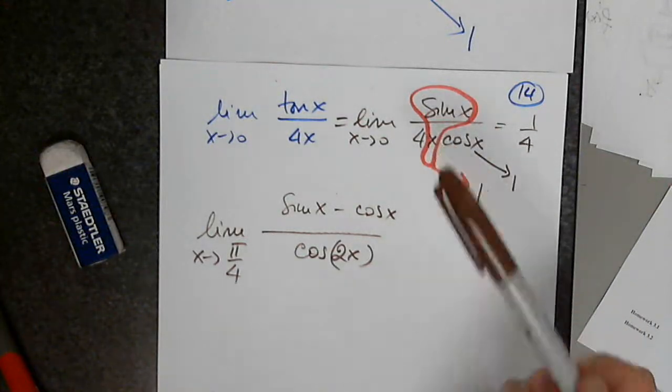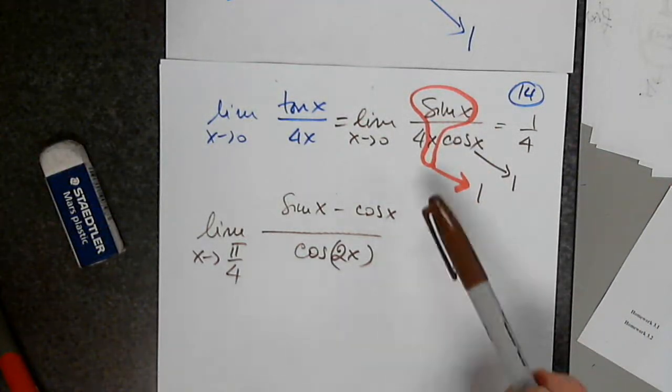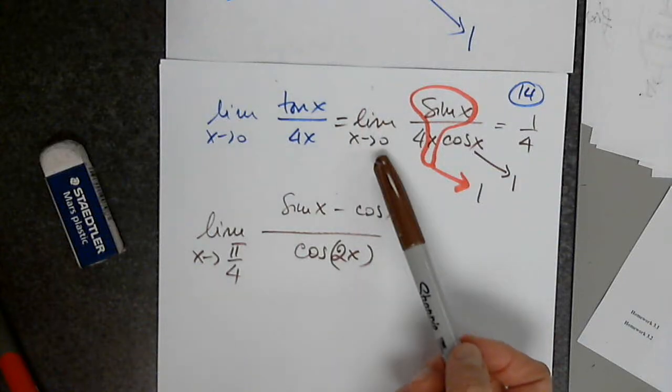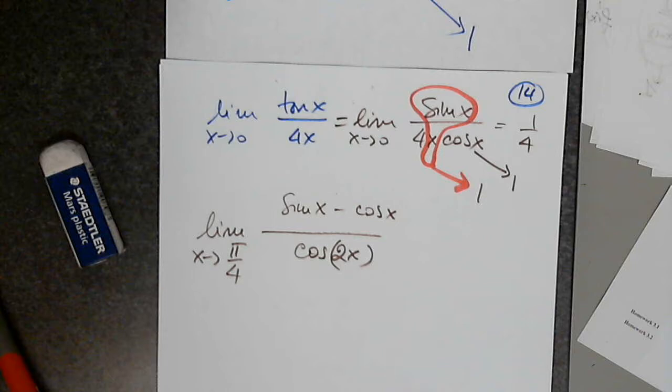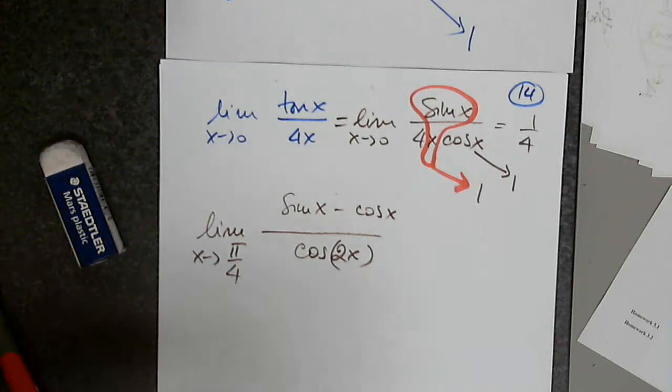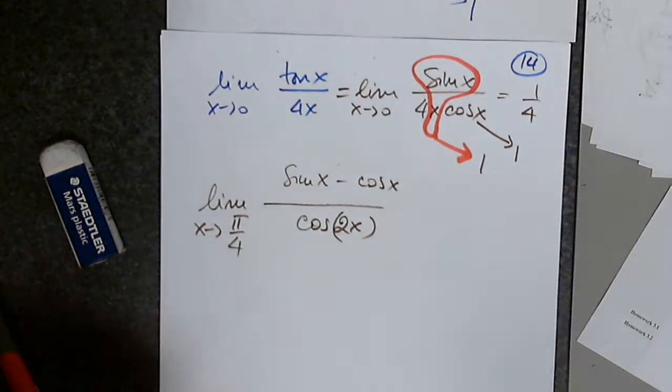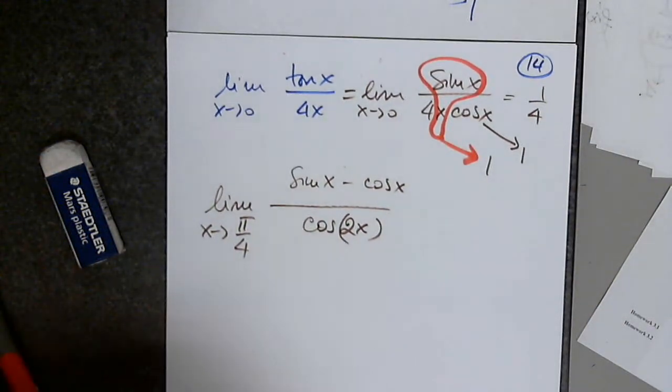Because otherwise it's 0 over 0. But I know that when x approaches 0, sine x over x is 1. I showed it with a graph. I did not prove it yet. We will, using L'Hopital's rule. We will prove it, but right now we can't. We didn't have it. Next time I will present L'Hopital's rule.